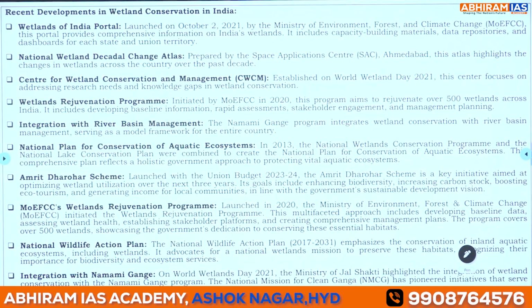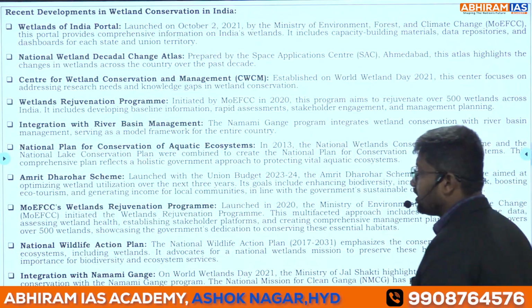Next, Centre for Wetland Conservation and Management, established on World Wetlands Day 2021. When is this World Wetlands Day? Feb 2nd. Wetlands Rejuvenation Program. Okay, integration with river management. National Plan for Conservation of Aquatic Ecosystems. This is very much important.